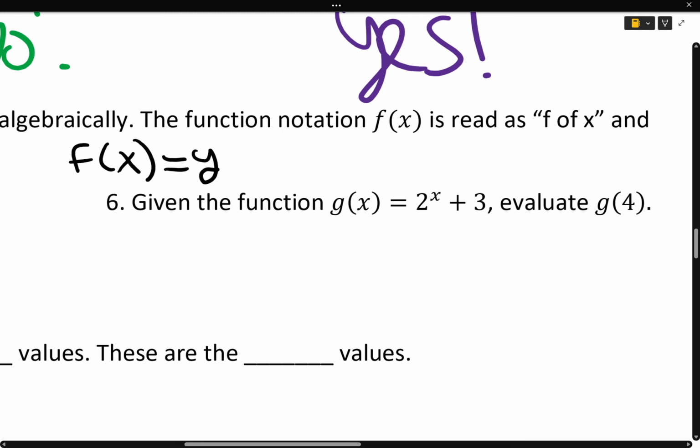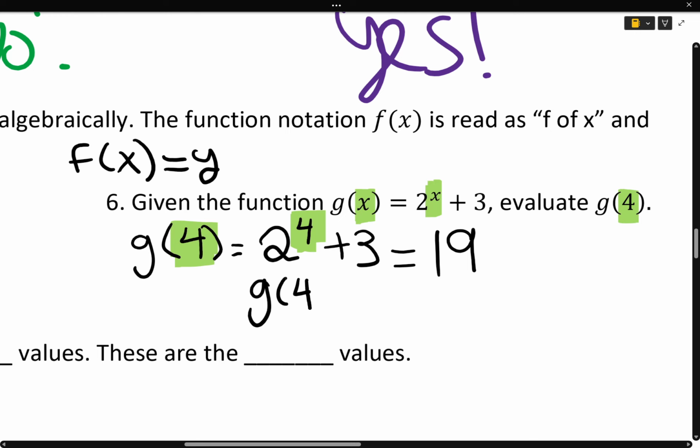Let's try it again for this problem. Here I have g of x, but you know what? It doesn't matter. As long as there's a letter in front of the parentheses with x, it's a function. We can have a of x, b of x, c of x, anything of x. In this case, instead of x, we're plugging in 4. So I have g of 4 equals 2 to the power of 4 plus 3. 2 to the power of 4 is 16, plus 3 is 19. So g of 4 is 19. Of course, you could use a calculator to figure that out. You don't need to do it in your head.